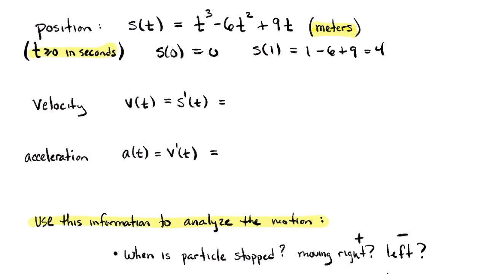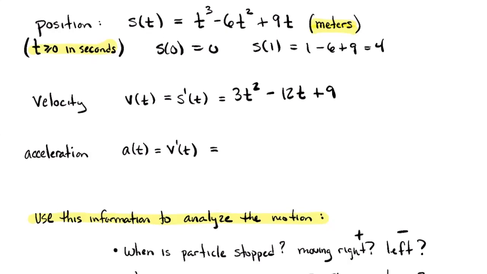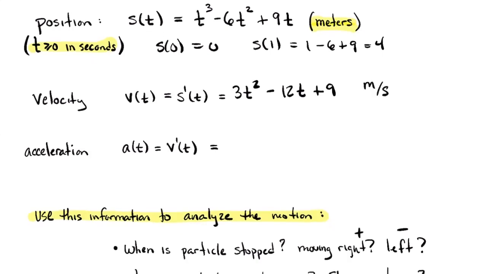So I'm looking at that polynomial S of t, and I'm going to differentiate it using the power rule. So I'm going to get 3t squared minus 12t plus 9 is the first derivative of that thing. And the units on that would be meters per second.